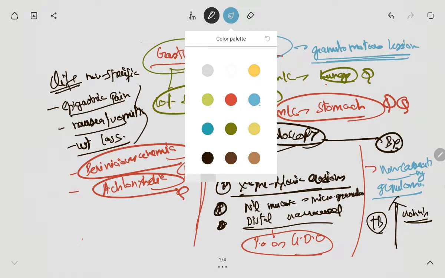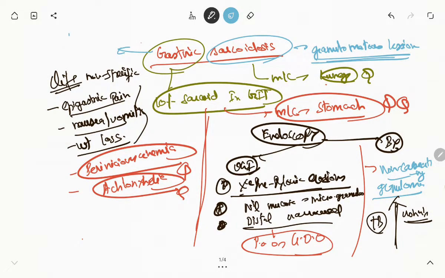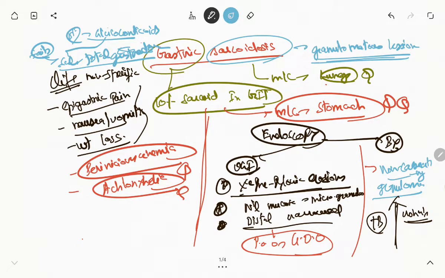Moving on to treatment. Like any other sarcoid, here also the first line of management would be steroids, that is glucocorticoids. If that fails, then we move on to subtotal gastrectomy. So this is a brief outline about gastric sarcoidosis.